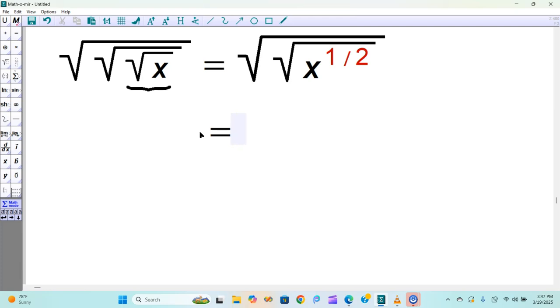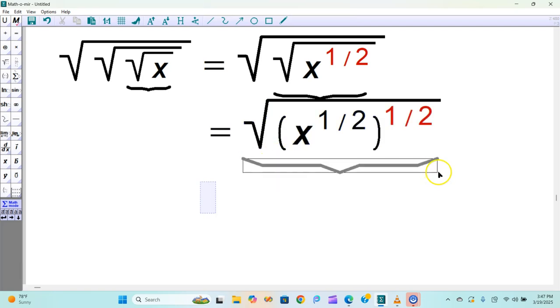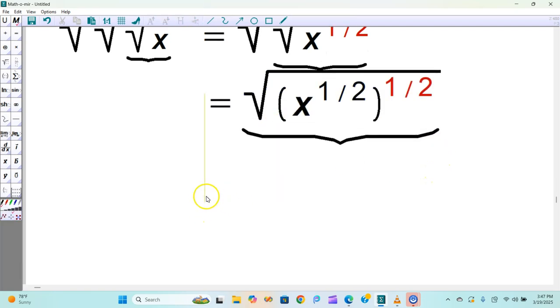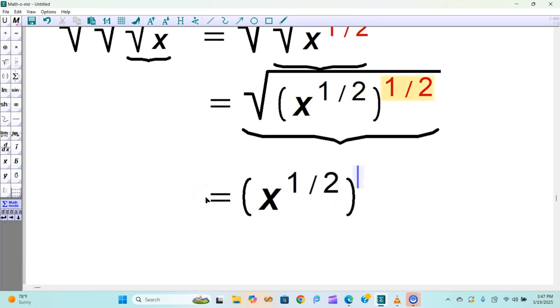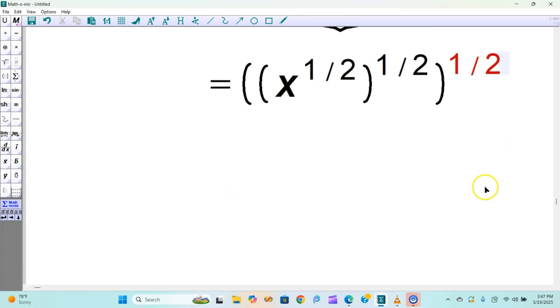Now after that, I'm going to have the following here. I have another square root right here. So I'm going to write square root and then x to the 1/2 and then raised to the 1/2 again. Lastly, we have another square root here. So I'm going to write one more time x to the 1/2 raised to the 1/2 raised to the 1/2. So this last big square root converts into the last 1/2 all the way at the end here.